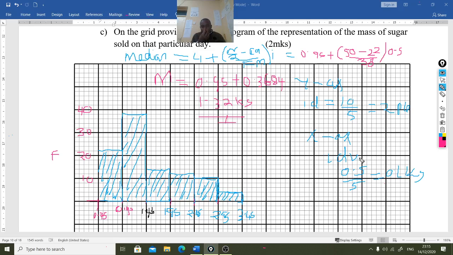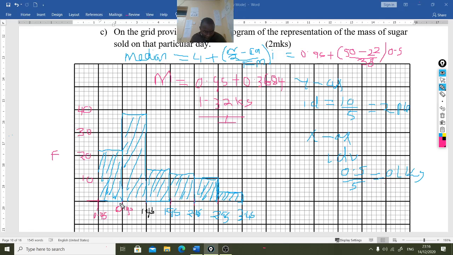So if we get 1.32 kgs as the median, remember we need to locate where the median is so that we draw a line. So 1.32 must be around here. We said one division represents 0.1 kg. So for 1.32, we divide 1.32 by 0.1 so that we get how many. There will be 13 of them.